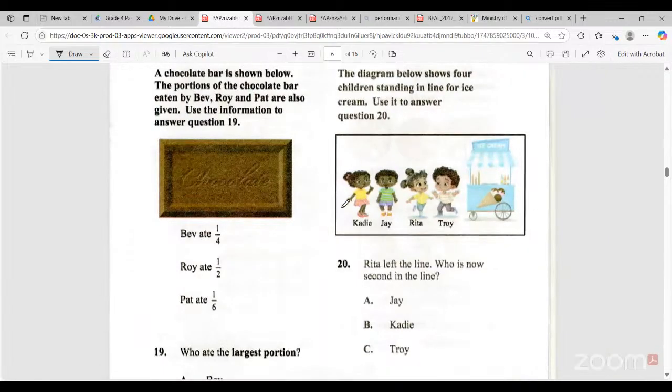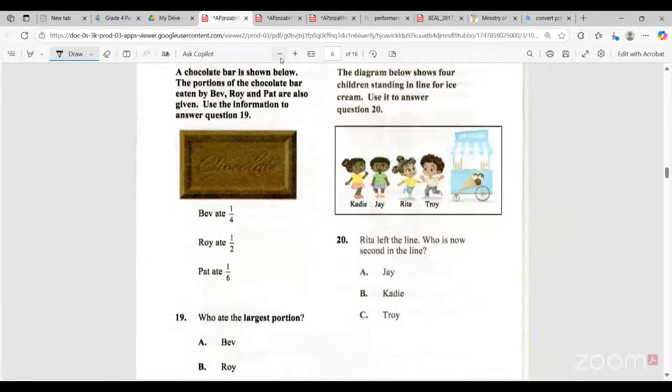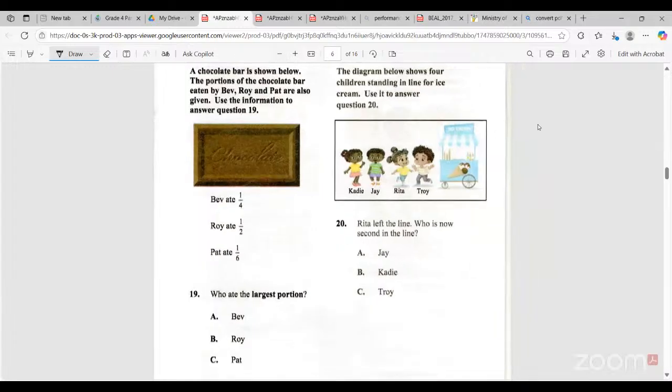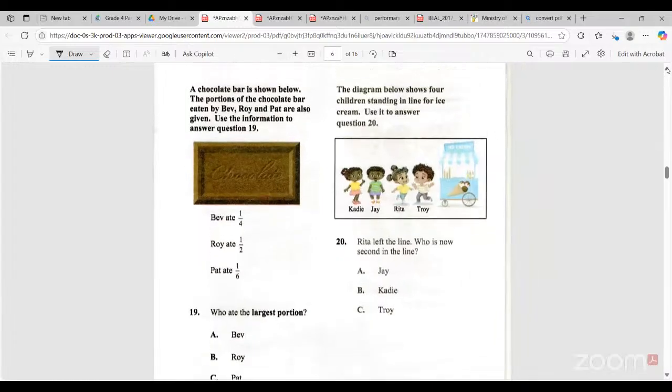The chocolate bar is shown below. The portion of a chocolate bar eaten by Bev, Roy, and Pat are also given. Use this information to answer the item. Bev ate a quarter, Roy ate a half, and Pat ate a sixth. Who ate the largest portion?